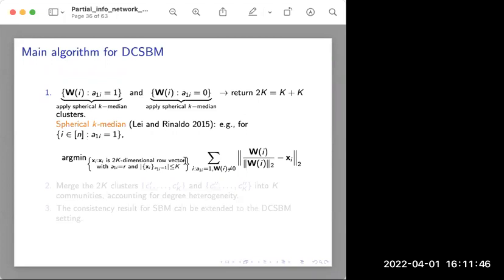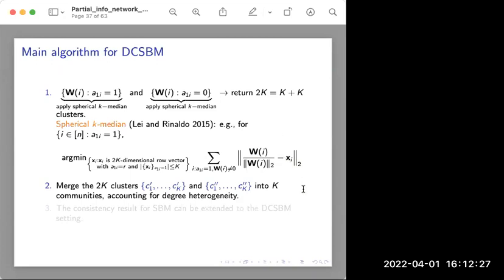clustering. This is the objective function for the spherical k-median algorithm, which was first used in the Lei and Rinaldo paper to analyze the original DCSBM setting with the full network. It's spherical because we are first normalizing every row in W by its L2 norm. And then the algorithm tries to return k centroids, these xi's, by minimizing this distance here. So you first take the L2 norm and then sum up the L2 norm over all the i's. So that's the first change.